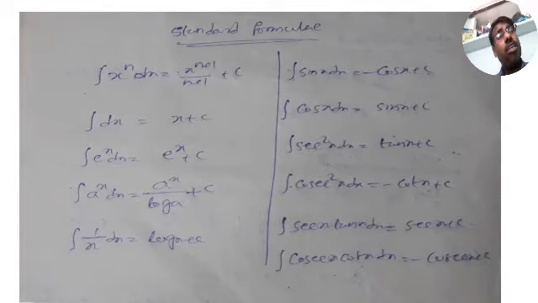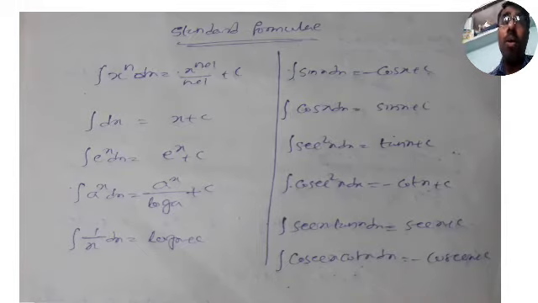The next method we apply is the method of substitution. What the method of substitution says is, if the given integral is an unknown integral, that is, not in standard form, then by substitution we convert it into a known integral, that is, into a standard form.